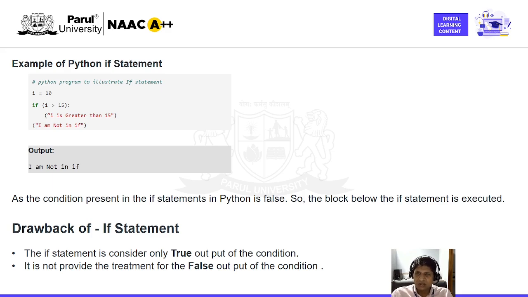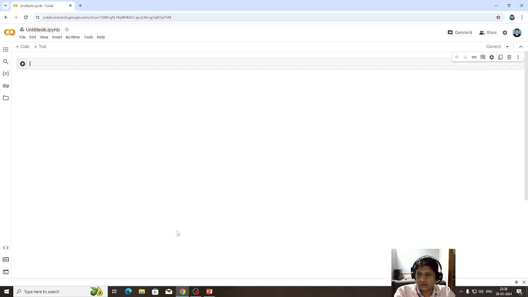Now we will demonstrate it in Google Colab. The same program: I write here I equals 10. If I is greater than 15, colon, print "I is greater than 15".